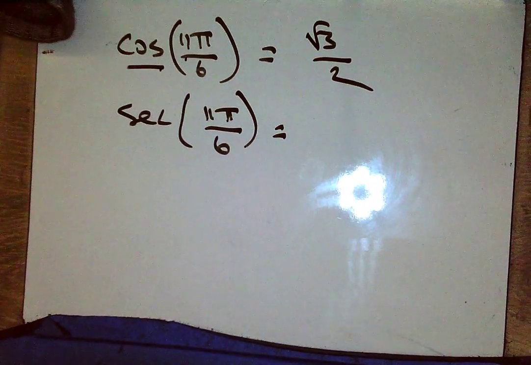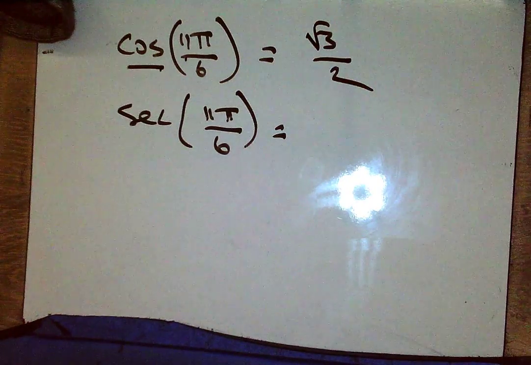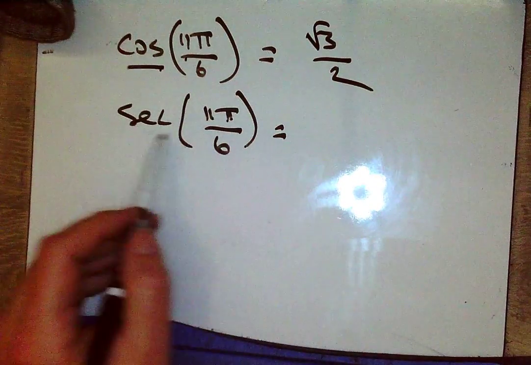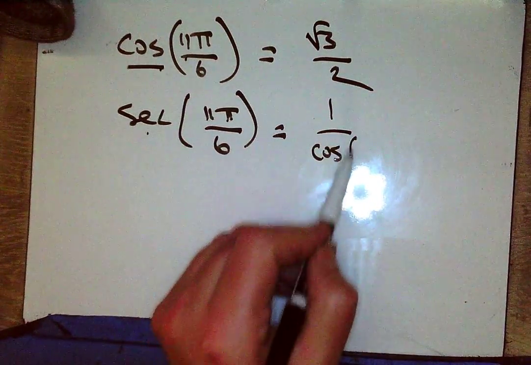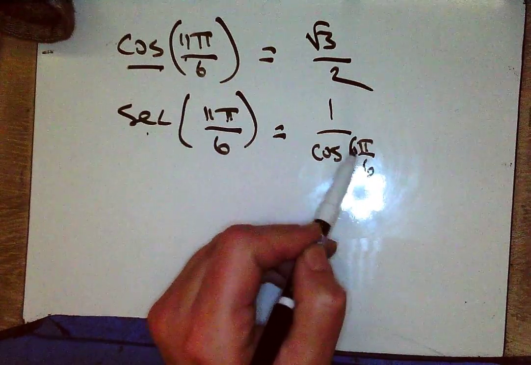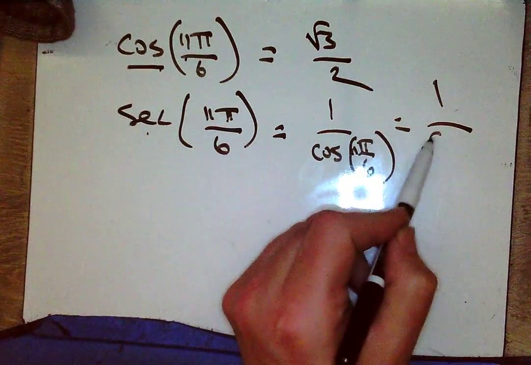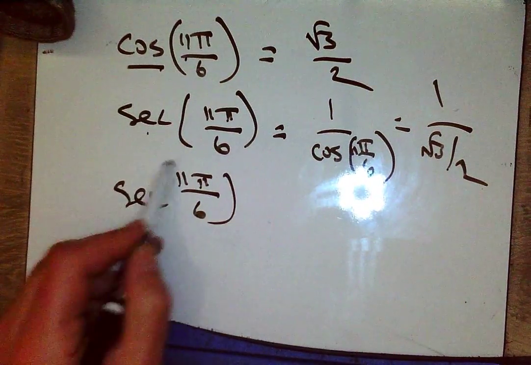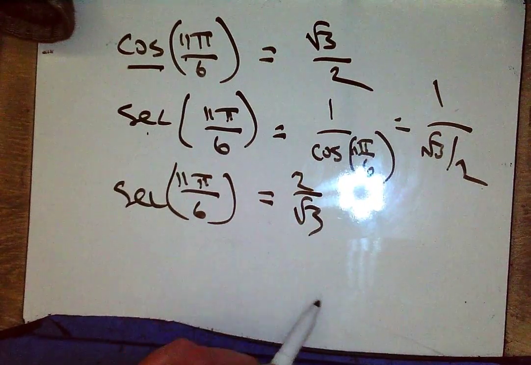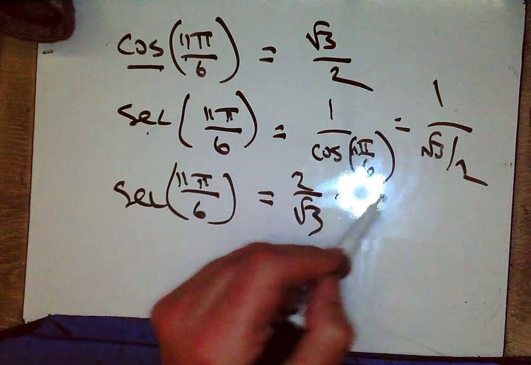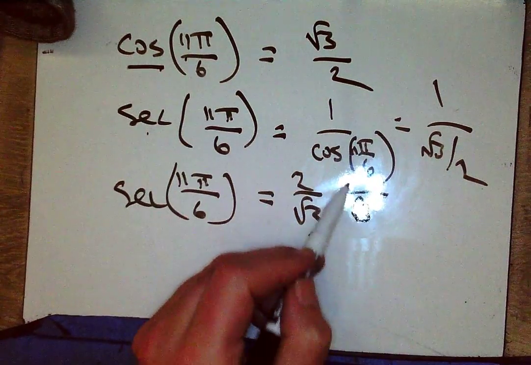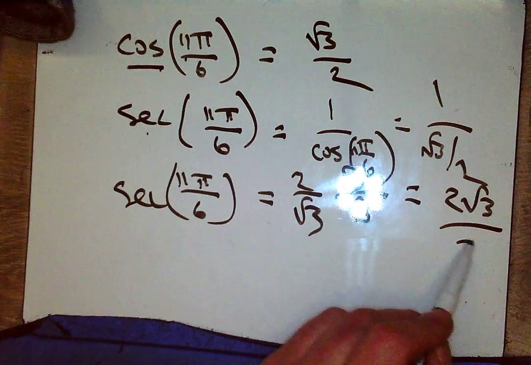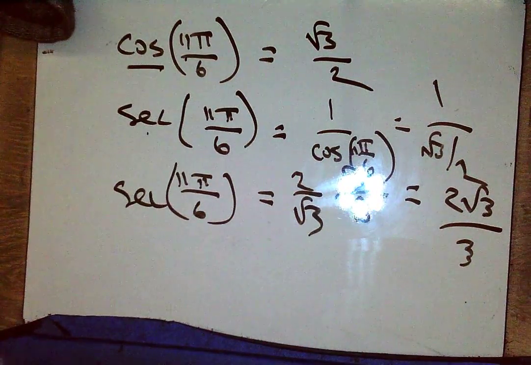5, 4, 3, 2, 1. Well, secant is simply the reciprocal of cosine. And so we want 1 over root 3 over 2. So the secant of 11 pi over 6 is going to be 2 over root 3. I would be fine with that on a quiz. However, you're going to really want to rationalize that. So we get 2 root 3 over 3. Excellent.